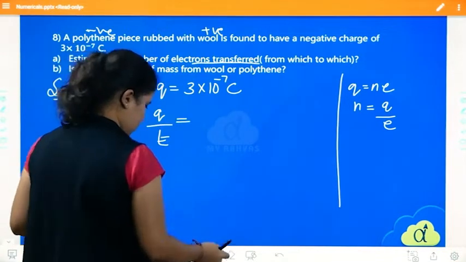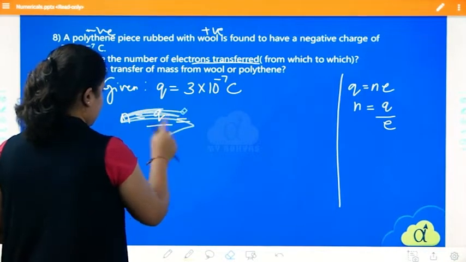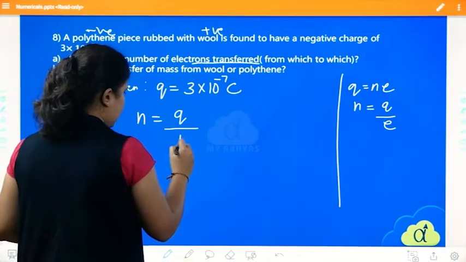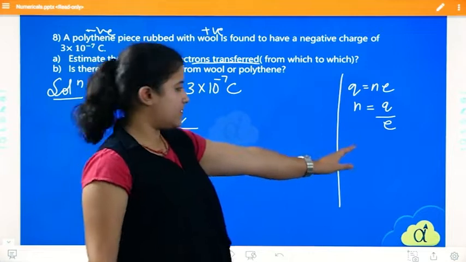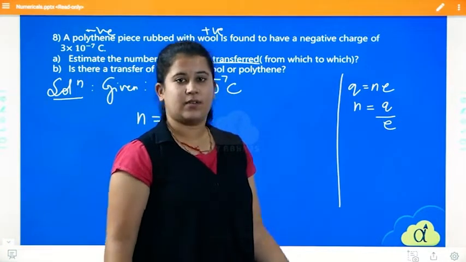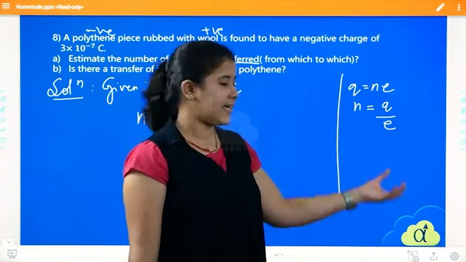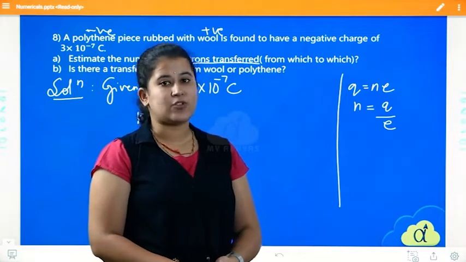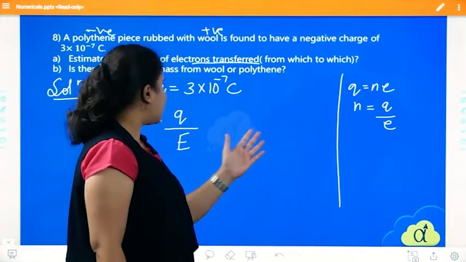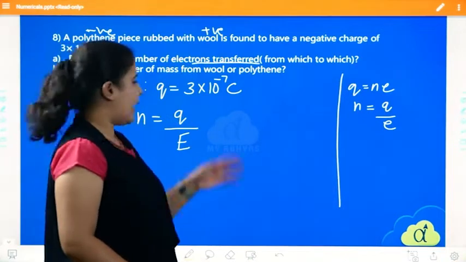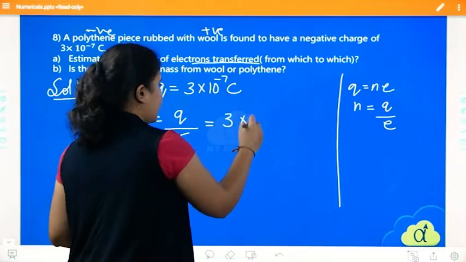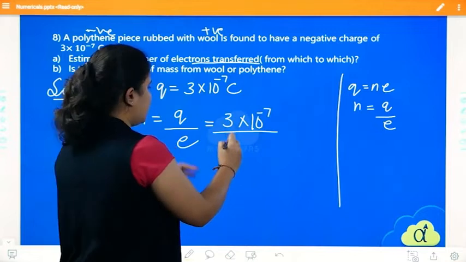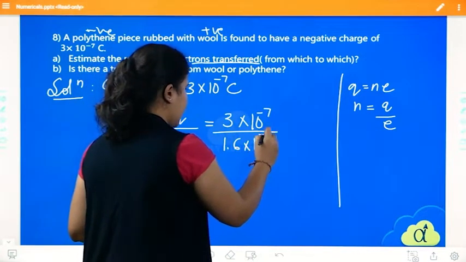Here N is equal to Q by E, where Q is the magnitude of the charge and E is the magnitude of the charge of the electron. The magnitude of the electron charge is 1.6 into 10 raised to minus 19 coulomb. Similarly, the charge which I have got is 3 into 10 raised to minus 7 coulomb. Substituting, that will be 3 into 10 raised to minus 7 divided by 1.6 into 10 raised to minus 19.